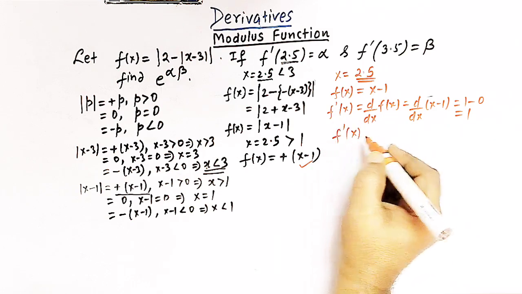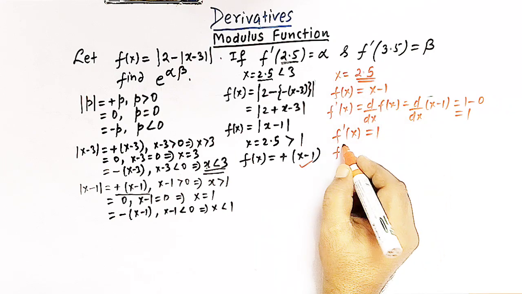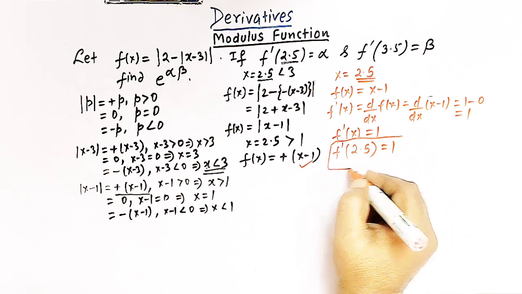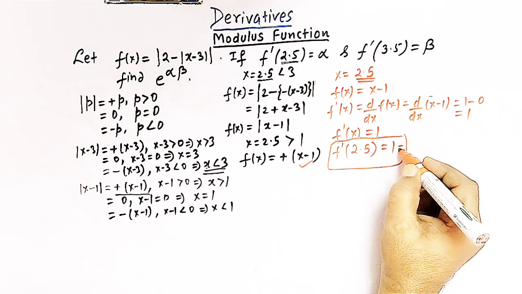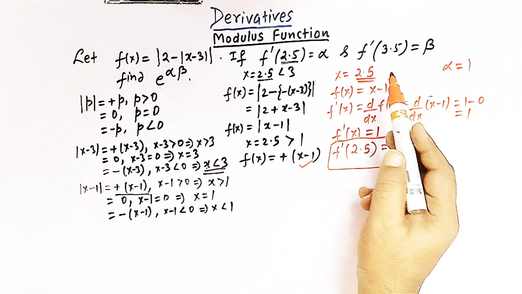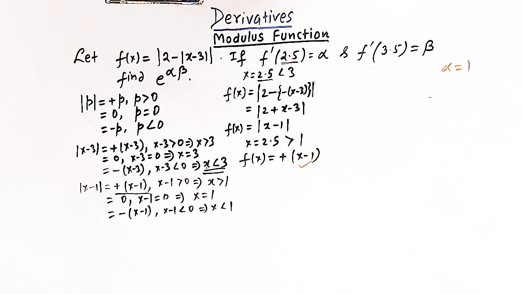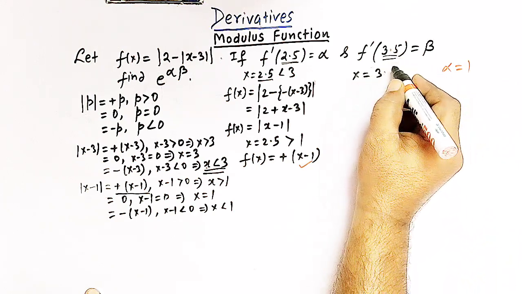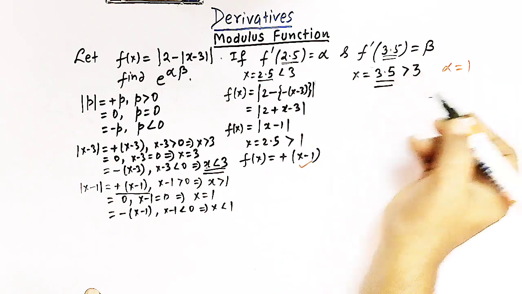So f prime of x is equal to 1, and when we take x is equal to 2.5, then f prime of 2.5 is equal to 1, right? And f prime of 2.5 is given as alpha, so the value of alpha is equal to 1. So now let us calculate the value of f prime of 3.5. So now our point of consideration is 3.5, and this point 3.5 is greater than 3, right?